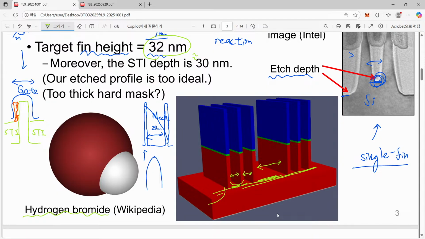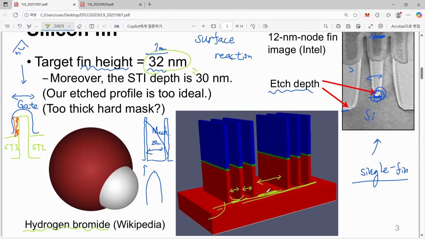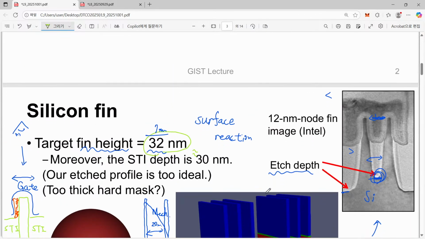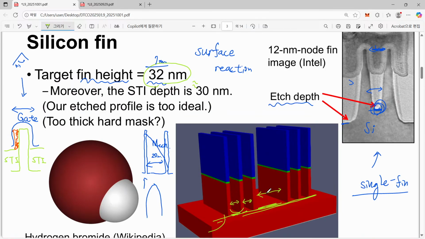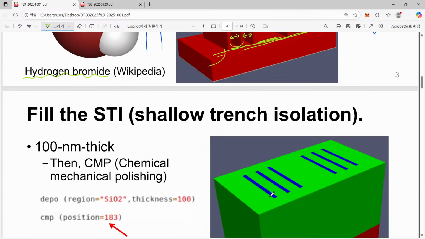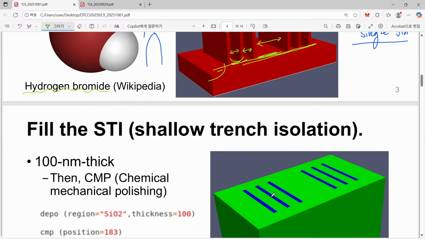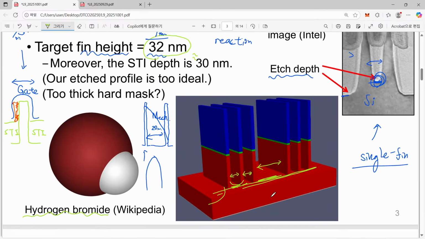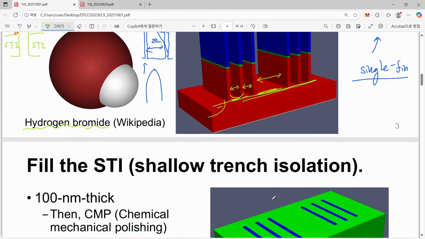How can you do that? Where can you find the actual recipe for etching? So please do your own exercise, I guess. Now you can do it by yourself.